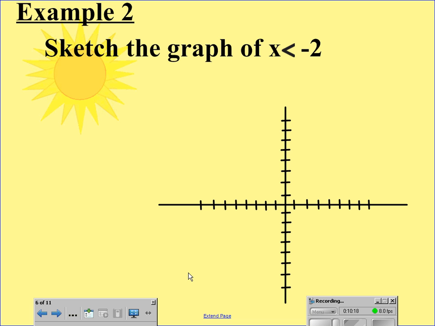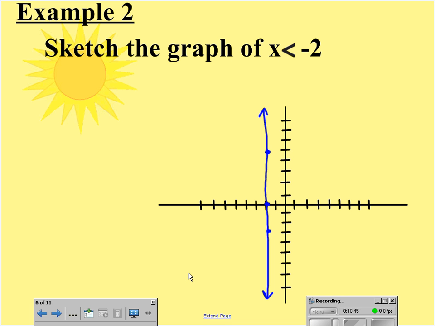No matter what y is, what is x? Negative 2. So that means I'm going to have points all the way up and down when x equals negative 2. When y is 5, x is negative 2. When y is 0, x is negative 2. When y is negative 3, x is negative 2. No matter what y is, x is negative 2.